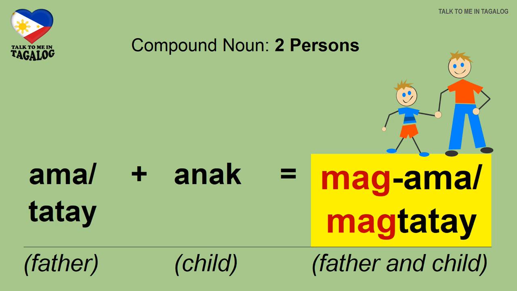Our next words are mag-ama and magtatay. Mag-ama and magtatay both mean father and child. In other countries, you call your father dad, papa, baba, or appa, but in Filipino, we call our father tatay. Anak means child, which is another gender-neutral word. It could either mean a son or a daughter. Mag-ama or magtatay denotes the relationship between a father and a daughter or a father and a son.